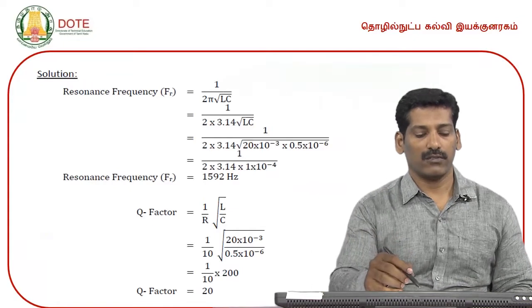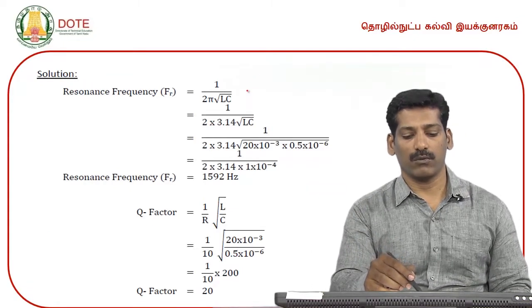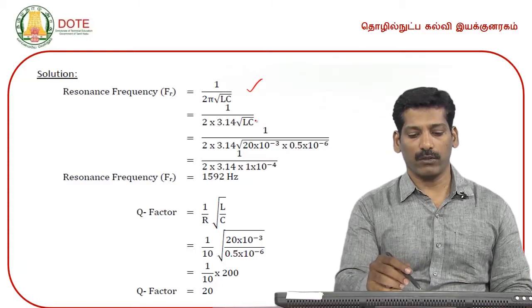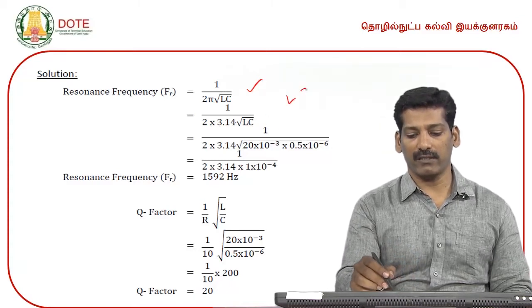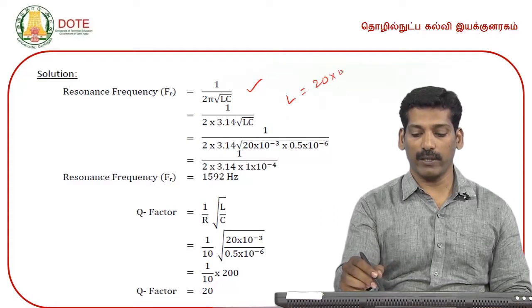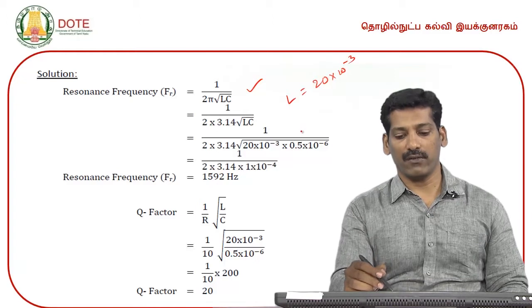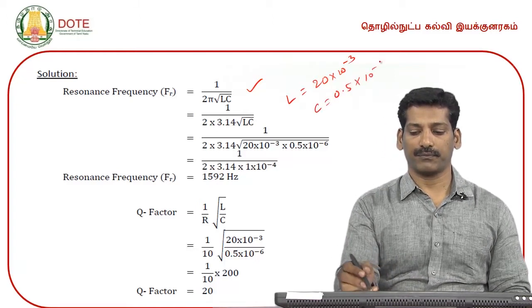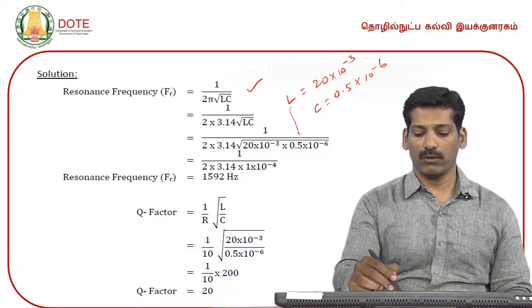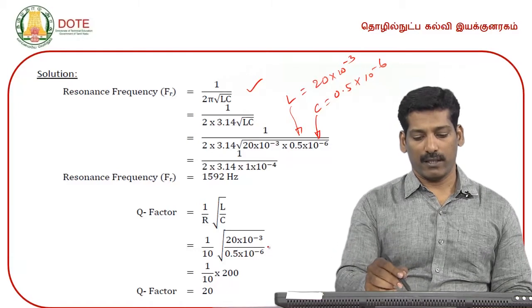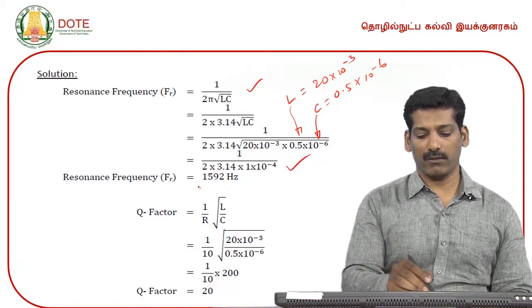Now, resonance frequency formula is 1 by 2 pi into square root of LC. So, we know the values of L and C. L is equal to 20 millihenry, or 20 into 10 power minus 3 Henry. C is equal to 0.5 microfarad. So, we are going to substitute these two values in the formula, and after simplifying you get 1592 hertz.